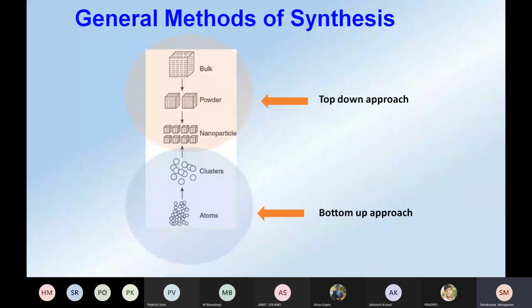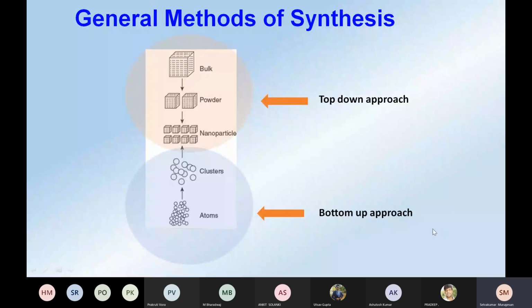So if we see the synthesis methods for nanoparticles or nanomaterials, there are two major techniques. One is called the top-down approach, and the other is the bottom-up approach. Top-down means you take some bulk metal or bulk material, and with the help of some mechanical force, like high impact, such as hammering, or some sort of shearing force, etc. Through that mechanical force, you can reduce the particle size into nanoparticles.